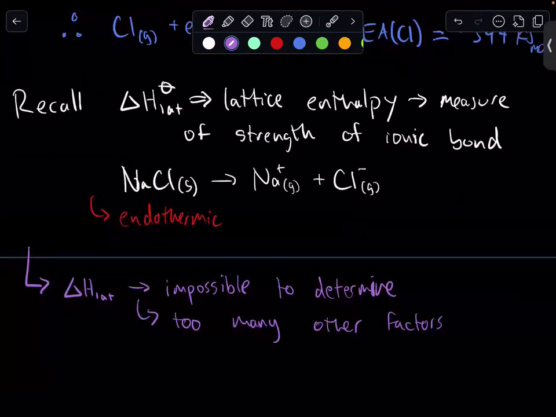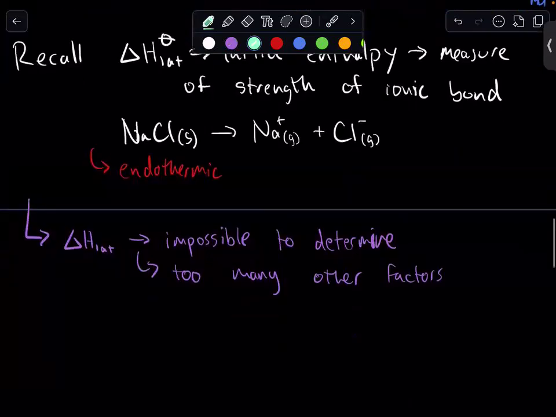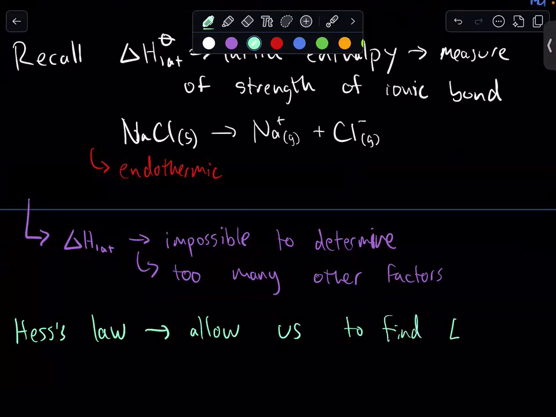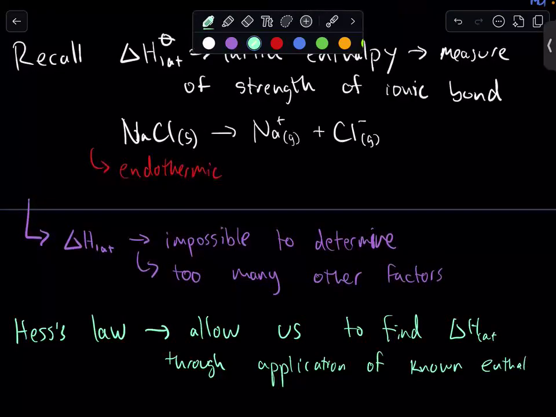So this whole thing, why we've done everything, is actually, like we said, an application of Hess's law. Hess's law is going to allow us to find delta H lattice through application of known enthalpy values.